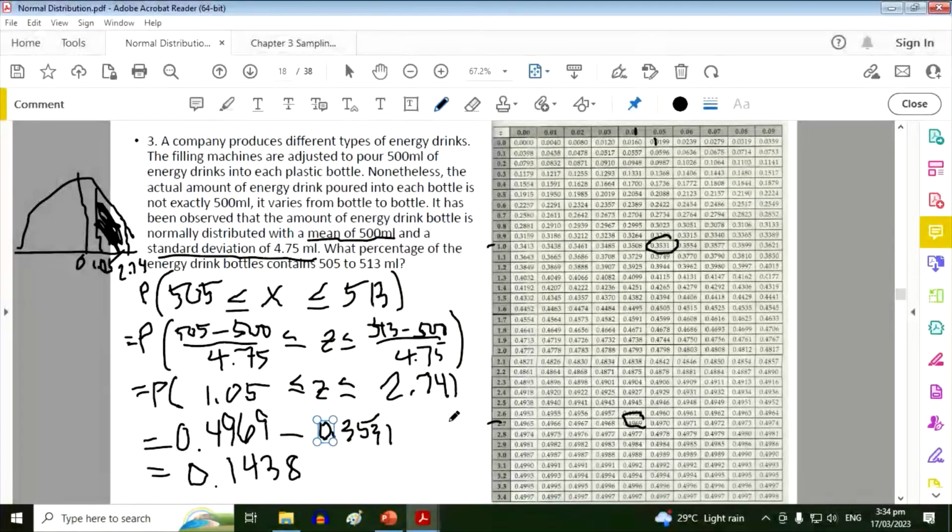So the result is 0.1438. Okay, but the question is what percentage? So the final result for this is we'll just multiply this one by 100%. So our final answer is 14.38%. So 14.38% of the energy drink bottles contains 505 to 513 ml.